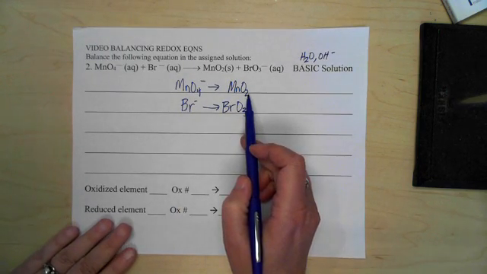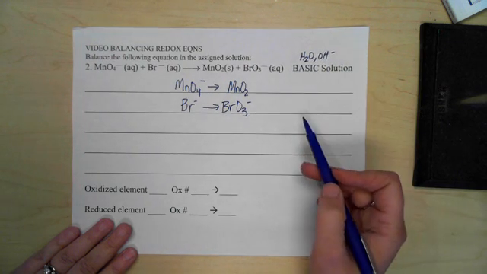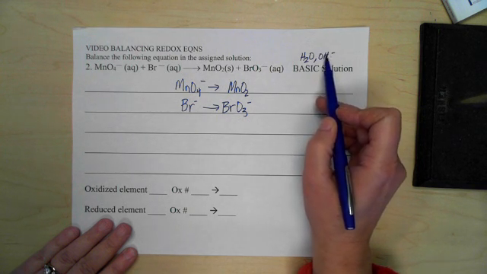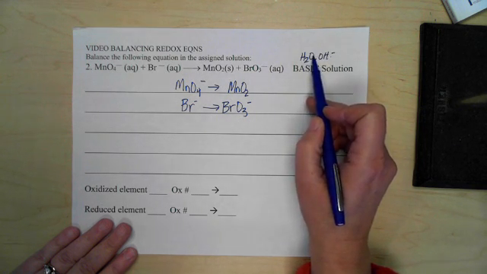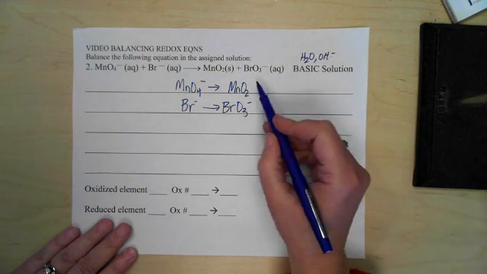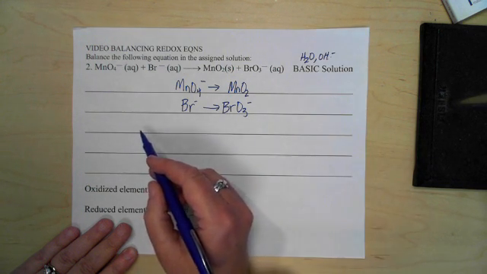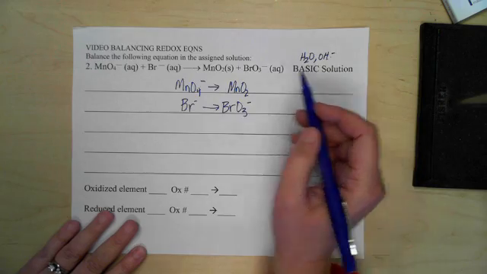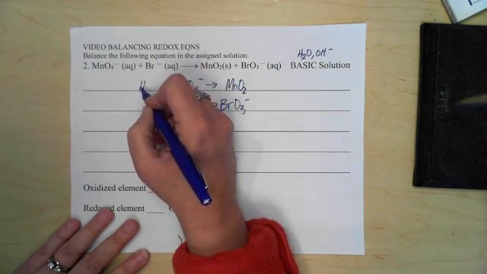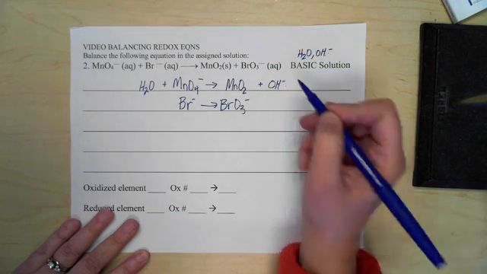So when you see this and you're going to be adding OH minus and H2O, the trick is OH minus goes up 1 to 1, whereas H2O goes up faster with the hydrogens because they're double. So you put water on the side that has more oxygens, you put OH minus on the side that doesn't. So I'm going to put water on this side, and I'm going to put OH minus on this side.